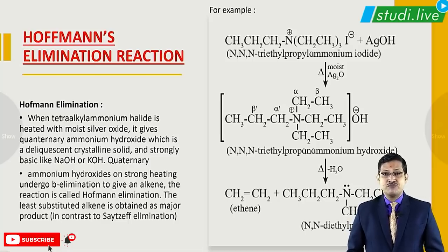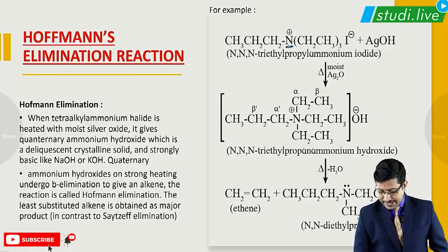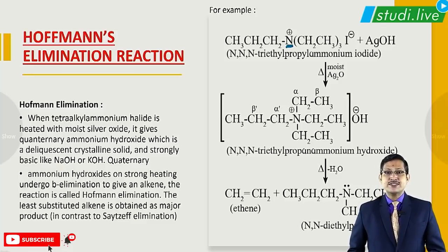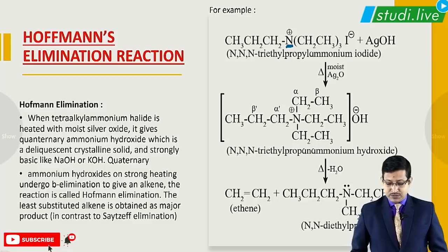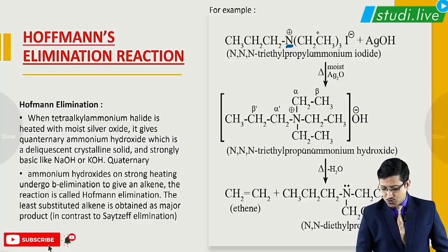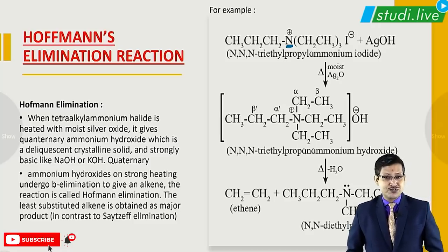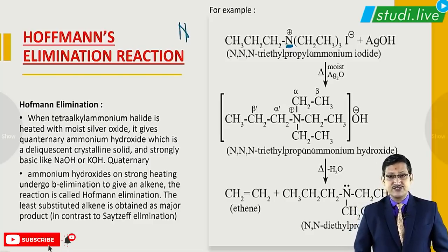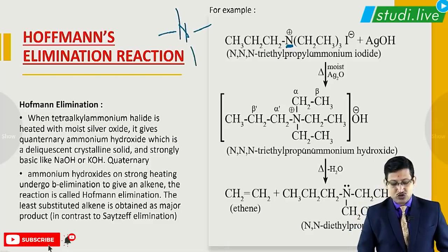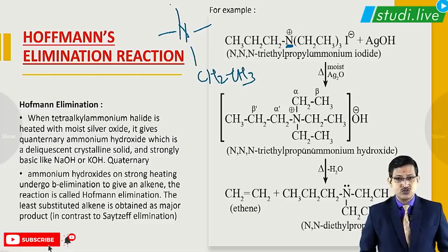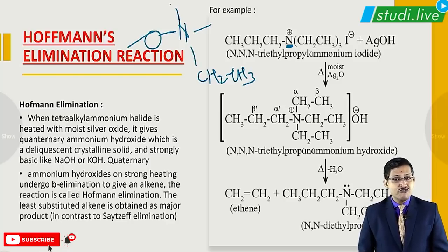Now again in this Hoffmann's elimination reaction, let's take this example here, N with a plus charge. When I say N is with a plus charge, what are the things possible? This CH2CH3 is 3 times already attached. CH3CH2CH2 is again one group. So total there are 4 groups: CH2CH3 at 3 places, and CH3CH2CH2 at this one place.